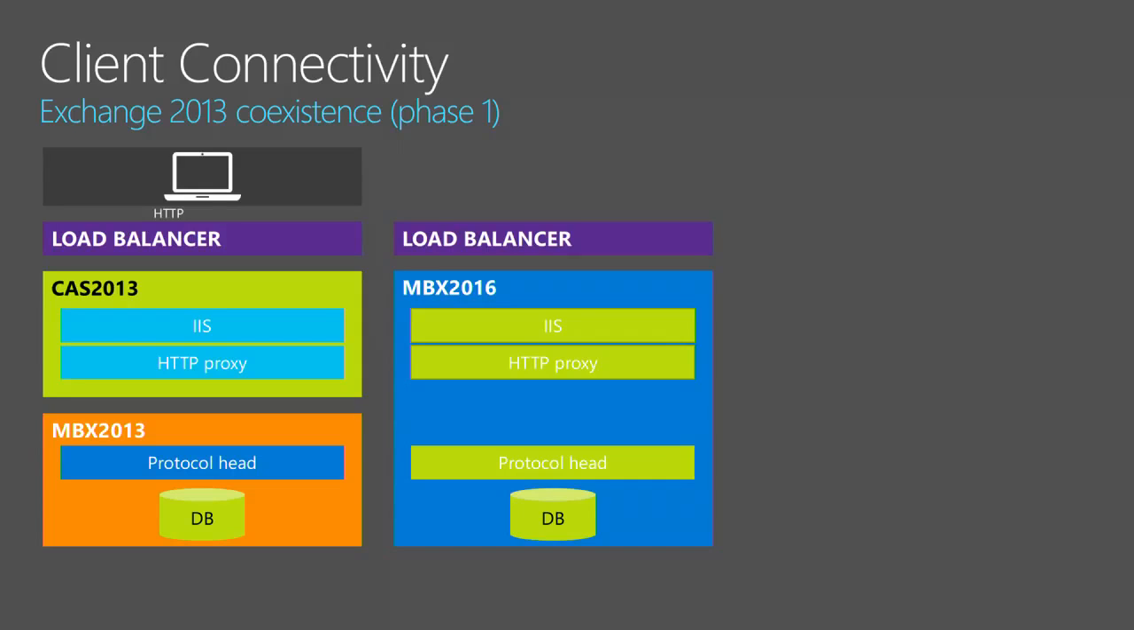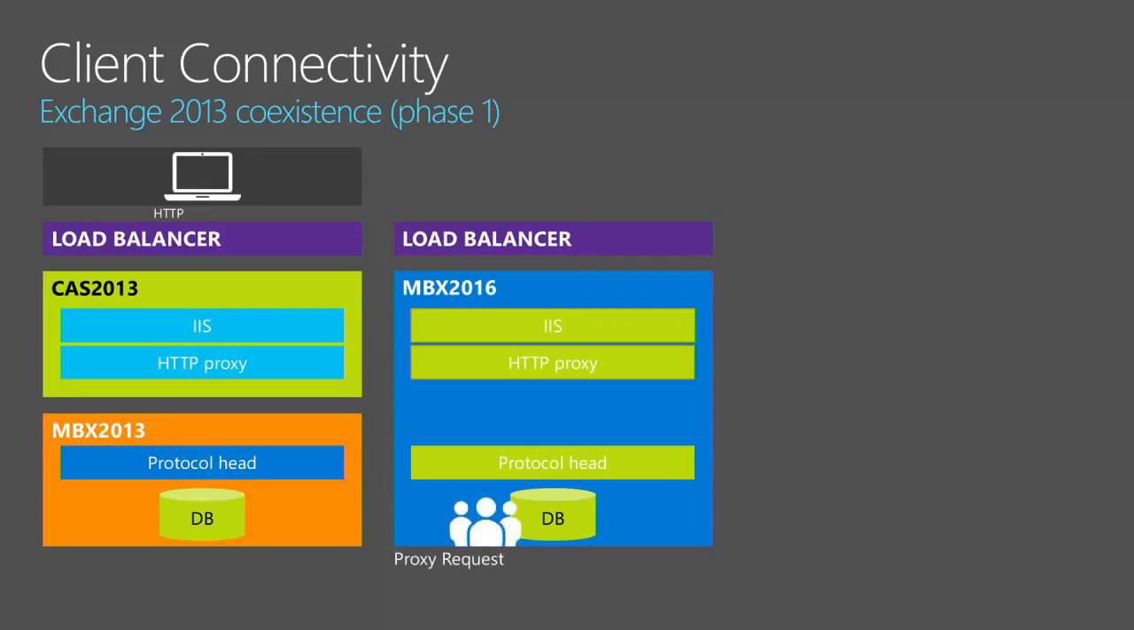So when we talk about phase 1, this is where you're introducing Exchange 2016 into the 2013 environment, but you haven't moved the namespace over. You're going to let 2013 proxy up to 2016. So you're really not messing with the 2013 environment at all. You're just introducing 2016, which 2013 will discover, and start up proxying to it.